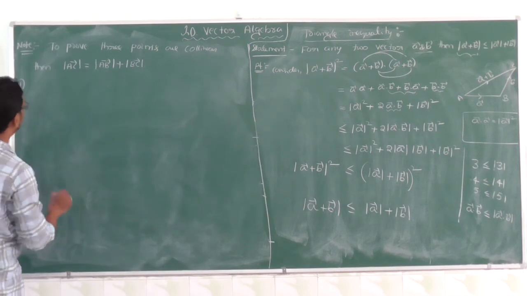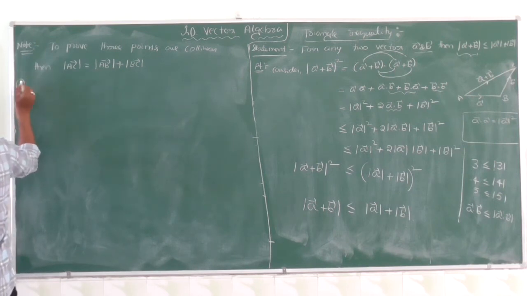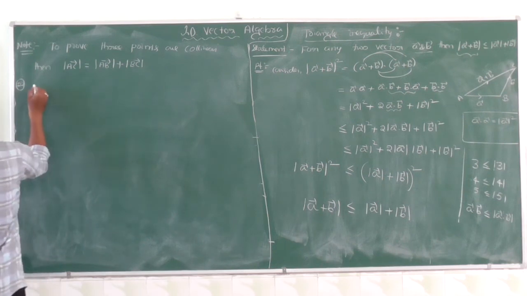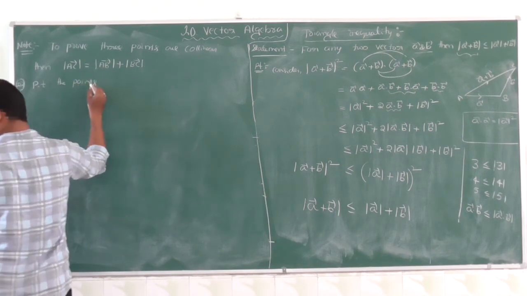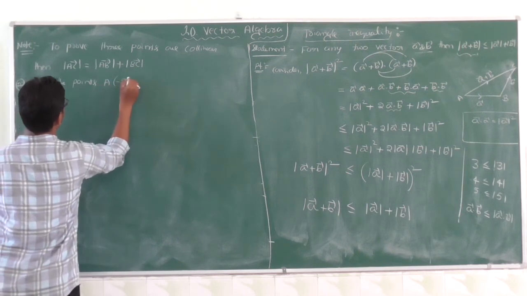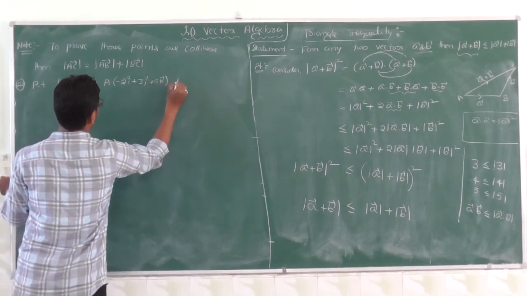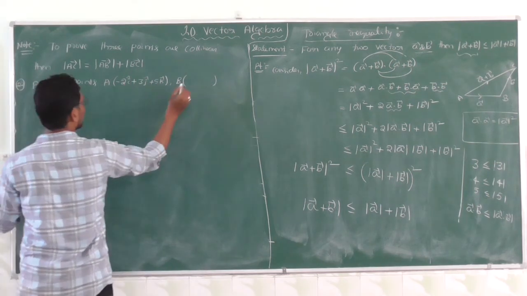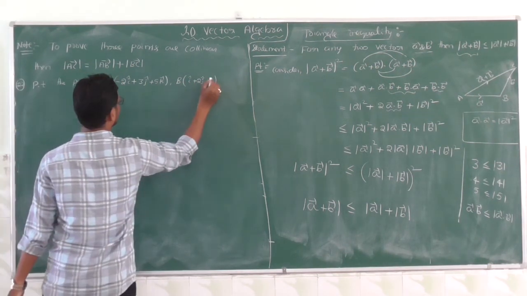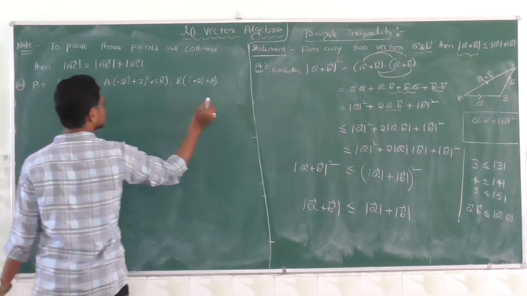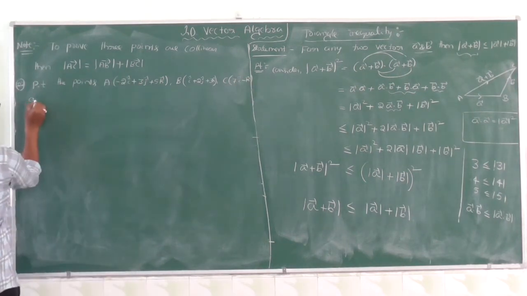So it is the question number 22. Show that, or prove that the points A: minus 2i plus 3j plus 5k, and next one more point B: i cap plus 2j plus 3k, next the point C is 7i cap minus k, are collinear.